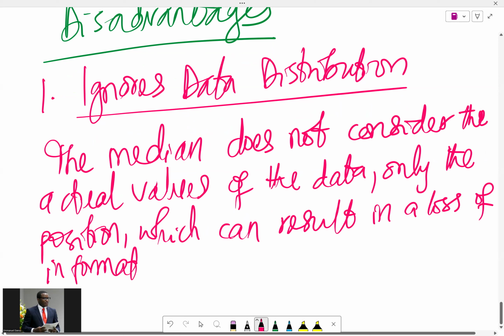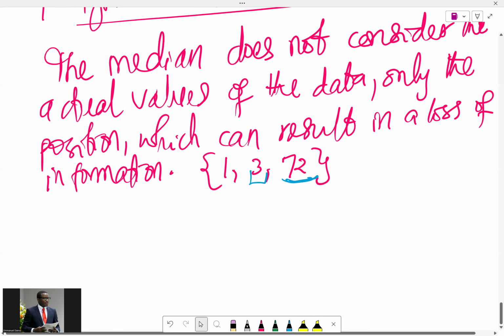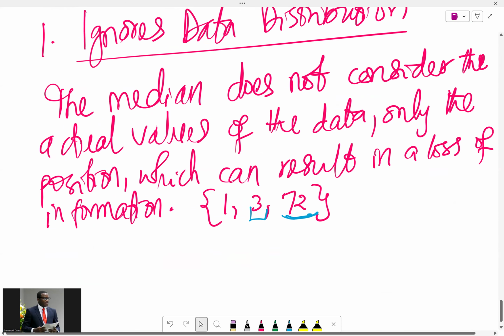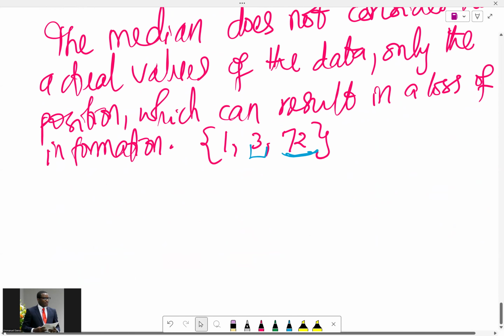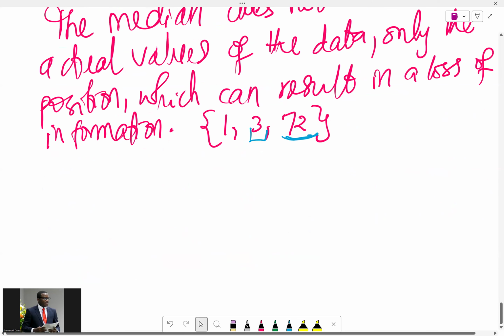A very good example is if you have the numbers 1, 3, and 72. Anyhow you look at it, the median is simply 3. But 72 is a significant number, and 3 is representing it. That's such a big deal, but it is what it is. So yes, it ignores data distribution.